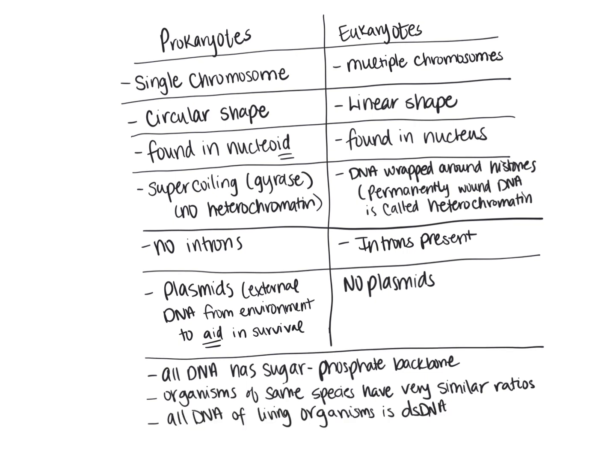Now, last thing, all DNA of living organisms is double-stranded DNA, DS, double-stranded DNA. Now, viruses are not considered living, and so viruses can have single-stranded DNA, double-stranded RNA, single-stranded RNA, but for all living organisms, it is double-stranded, and it is made up of the same nitrogenous base pairs that we had discussed earlier today.